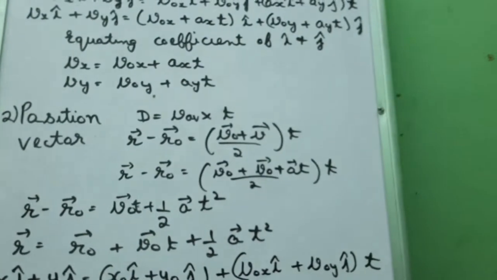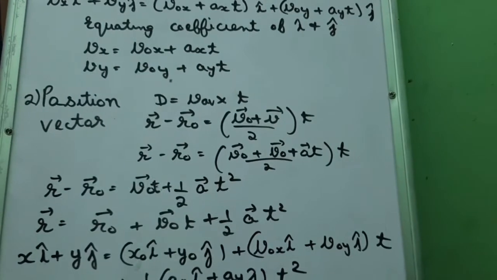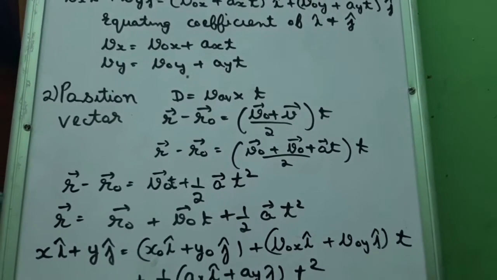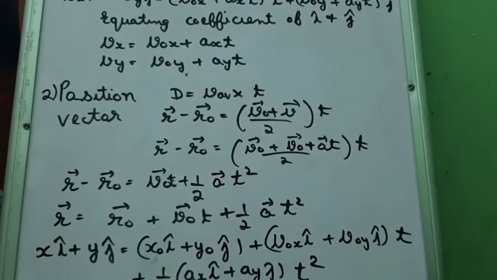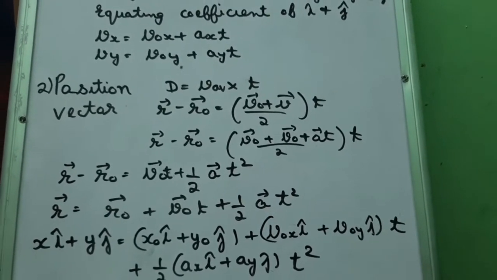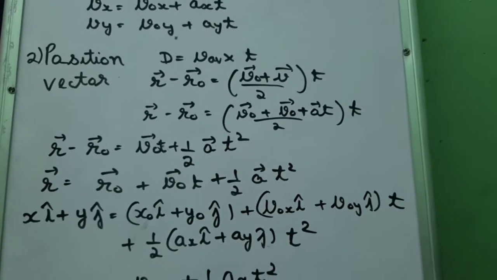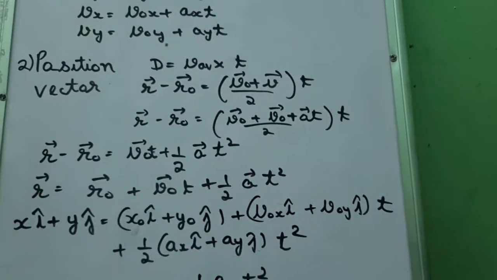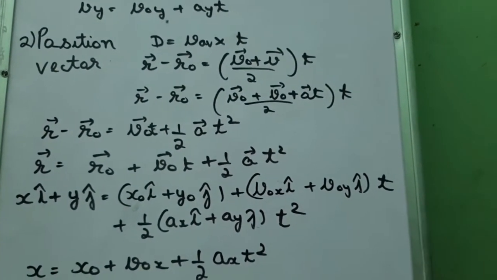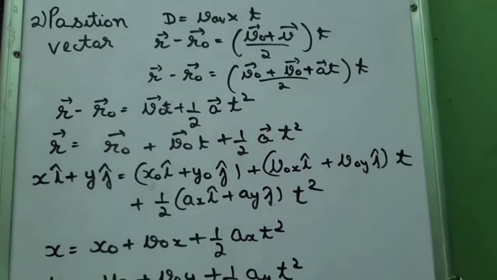Here vx and vy are the final velocity, that is the velocity at time t. v naught x and v naught y are the velocities at initial time, that is at t is equal to 0, and ax and ay are the acceleration in x direction and y direction respectively. Because here we are not taking a single straight line motion. Here we are talking about the motion in a plane. So in a plane we consider axis like x-axis and y-axis.